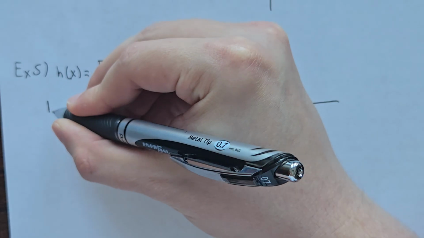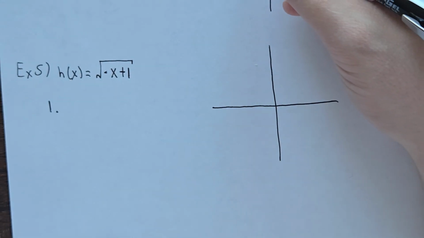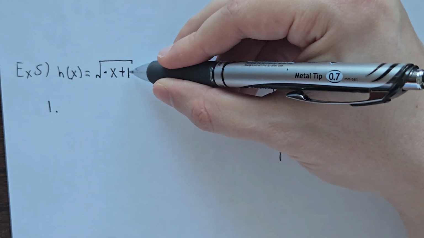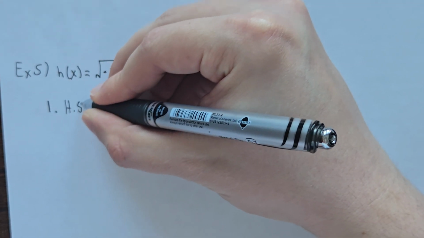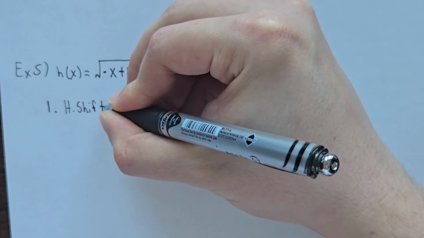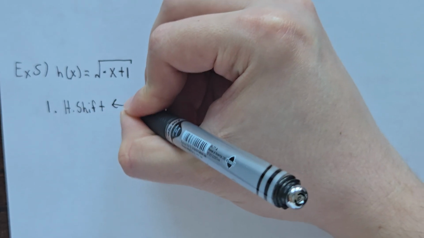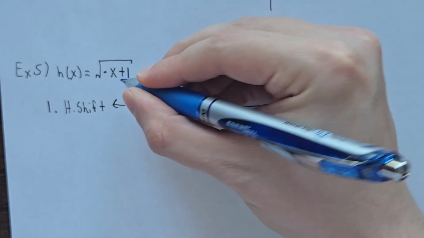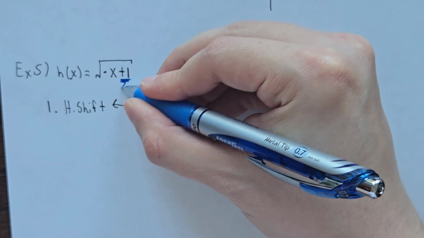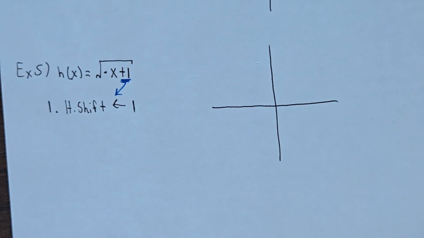Well, first we need to do any horizontal transformations that we have. And here we see that we are adding 1 to the inside of the function. So this is going to end up being a horizontal shift. And remember, since we're adding, it's actually going to be to the left 1. That is denoted by this blue thing that I'm underlining right here. So that's what tells me that I have this horizontal shift going on.